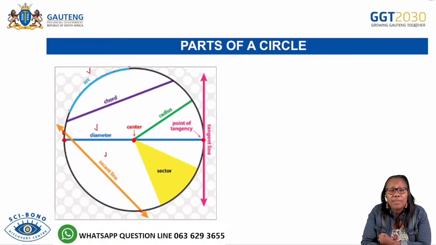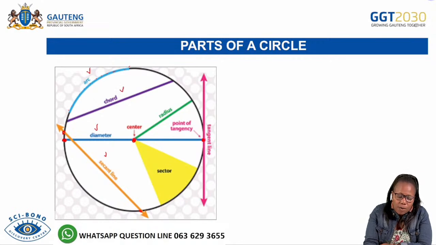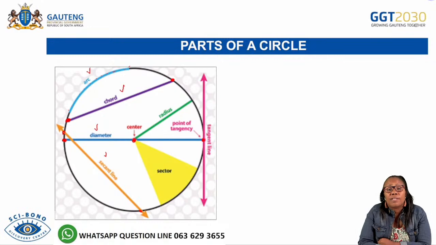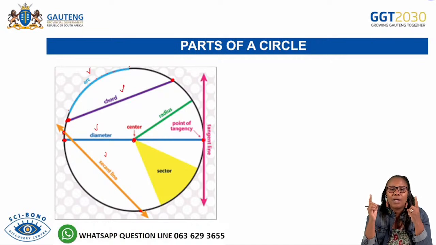Let's compare this to the chord now. A chord is a line that starts from one side, touching the circumference, to the other side of the circumference. Look at this. This is also touching the circumference at 2 points, but a chord is not passing through the center. Okay, grade 12, that is the difference between a diameter and a chord. They both touch the circumference, but a chord does not pass through the center.